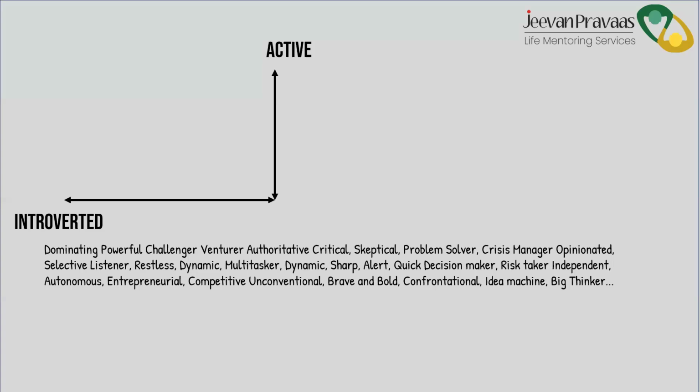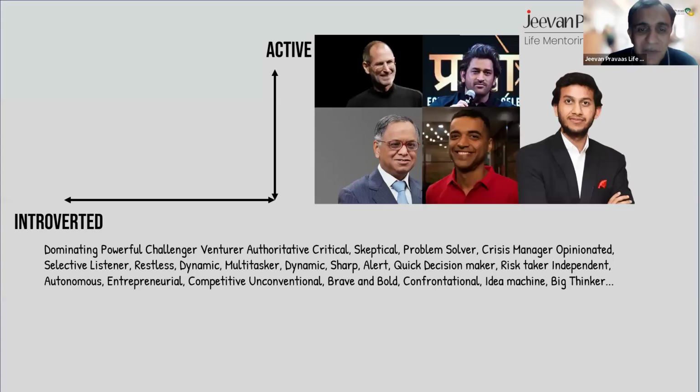Probably the Prime Minister. Prime Minister, absolutely. So I've put some pictures out here. Okay, Narayan Murthy. Now look at them. Do you see something common in them? We have Steve Jobs, we have Dhoni, we have Deepinder Goyal, we have Ritesh Agarwal of Oyo, we have Narayan Murthy. But I don't agree with Dhoni. Dhoni doesn't seem to be in this bracket.